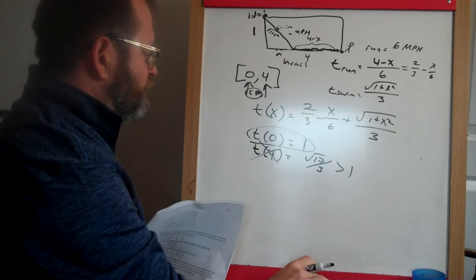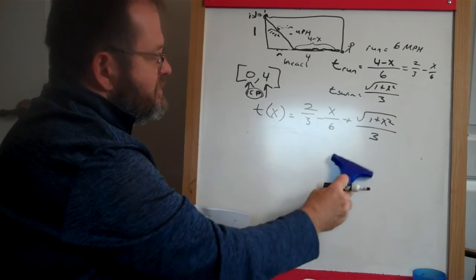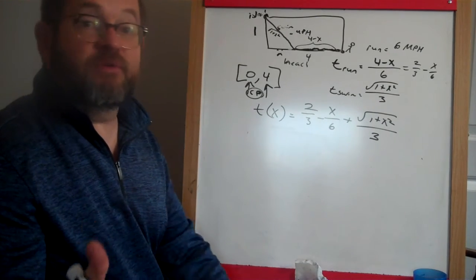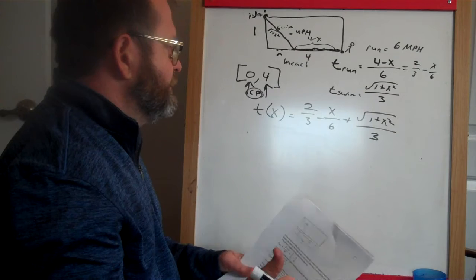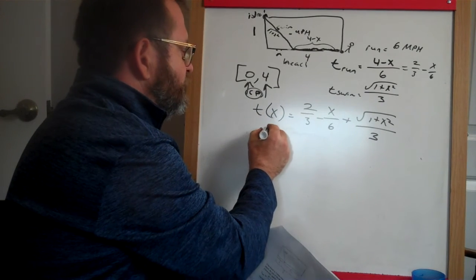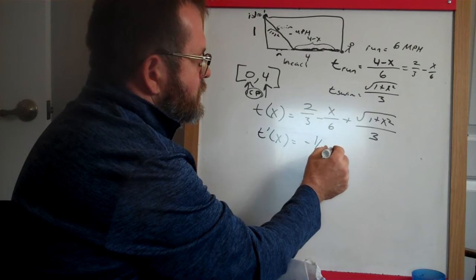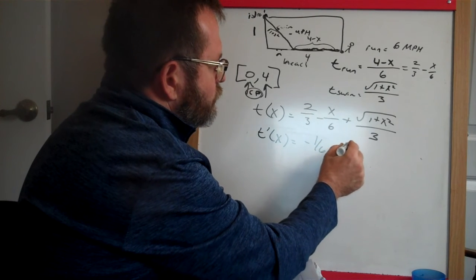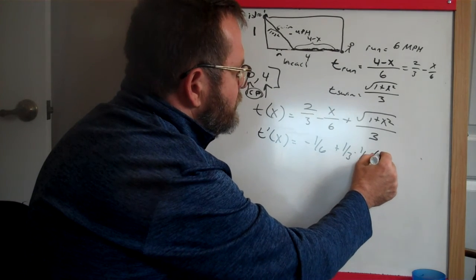All right, so if we're going to do that, we've got to find some critical points. Remember, critical points are the places where the derivative is 0 or undefined. Okay, let's find our derivative. Let's see here. 1/3, 1/2. It's a chain rule problem.